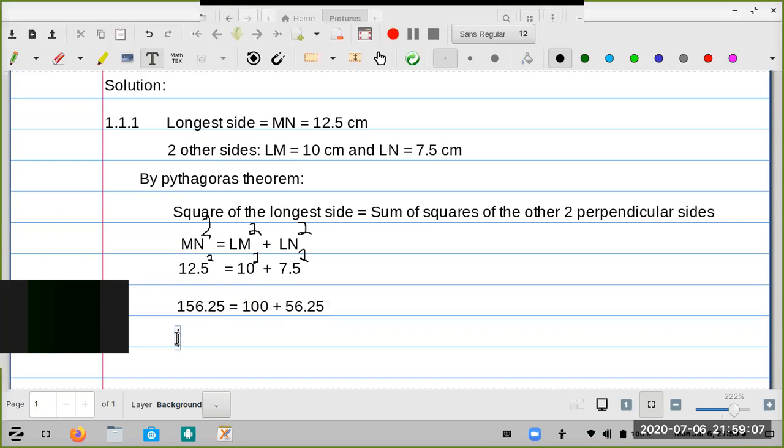So I'm just going to copy what I have on the left hand side, 156.25, which is equal to 100 plus 56.25, which gives 156.25. Now you can see here that the left hand side is equal to the right hand side, which means that Pythagoras theorem has been satisfied.